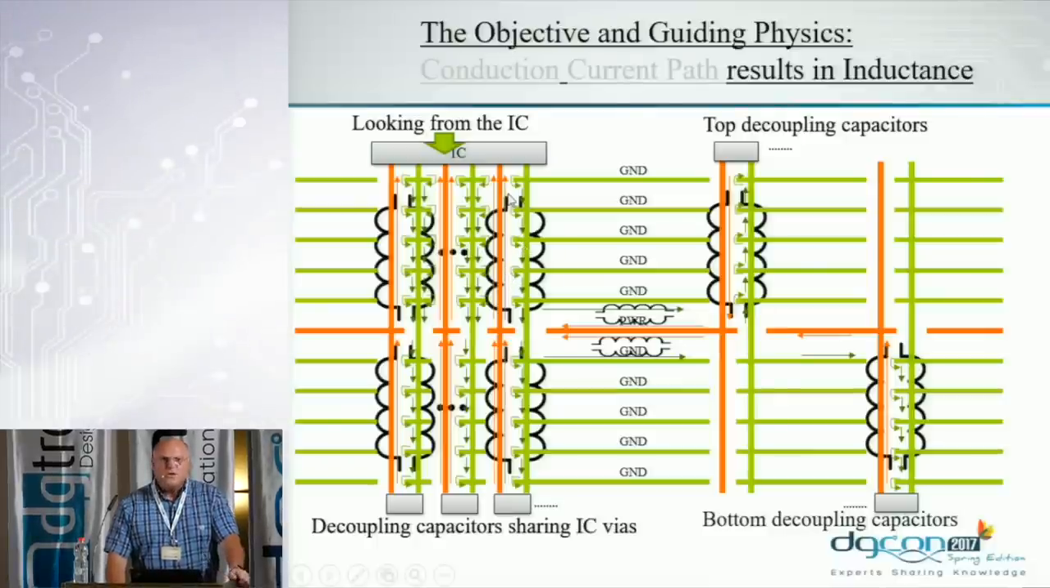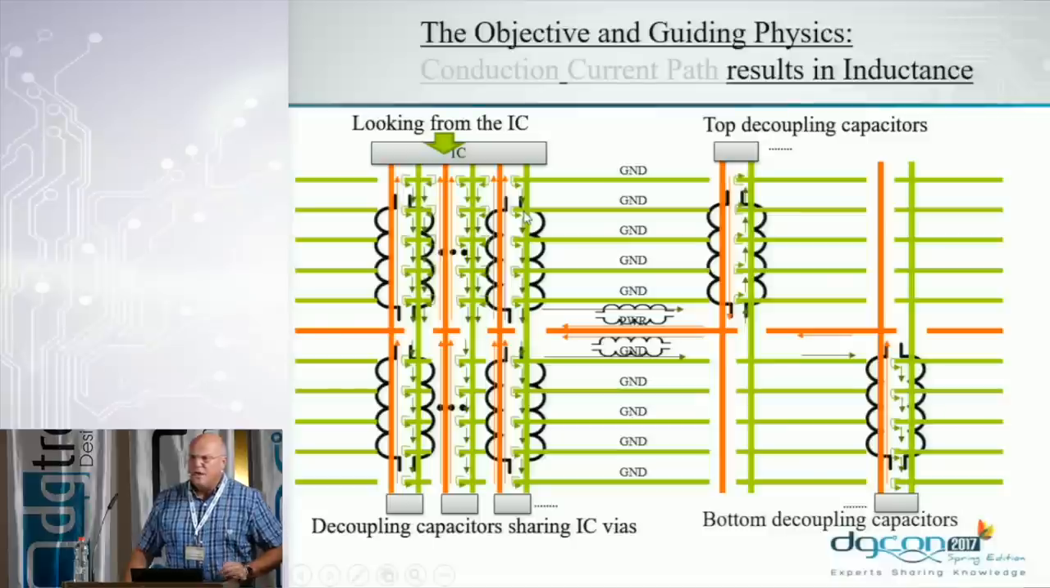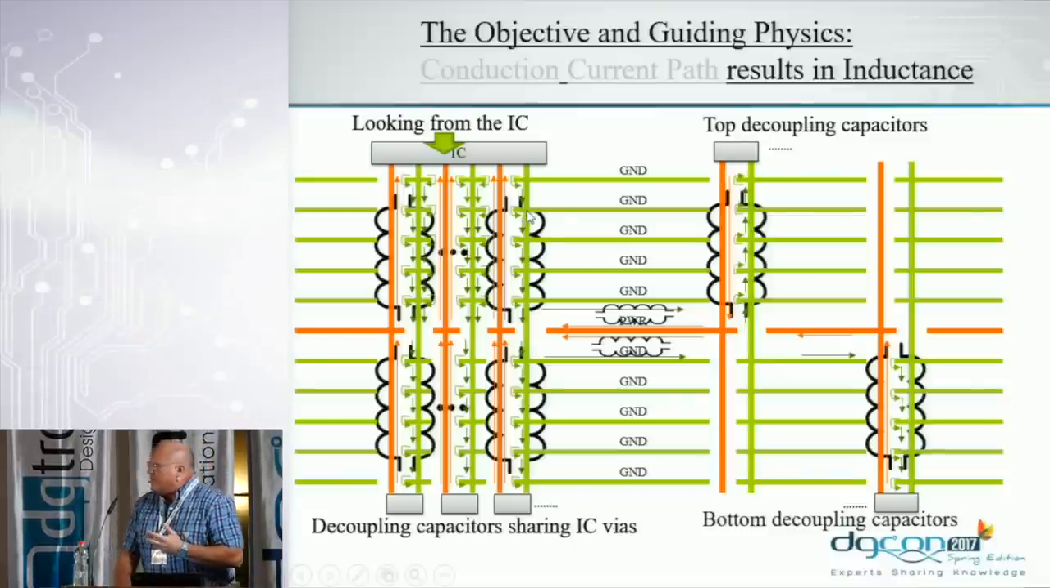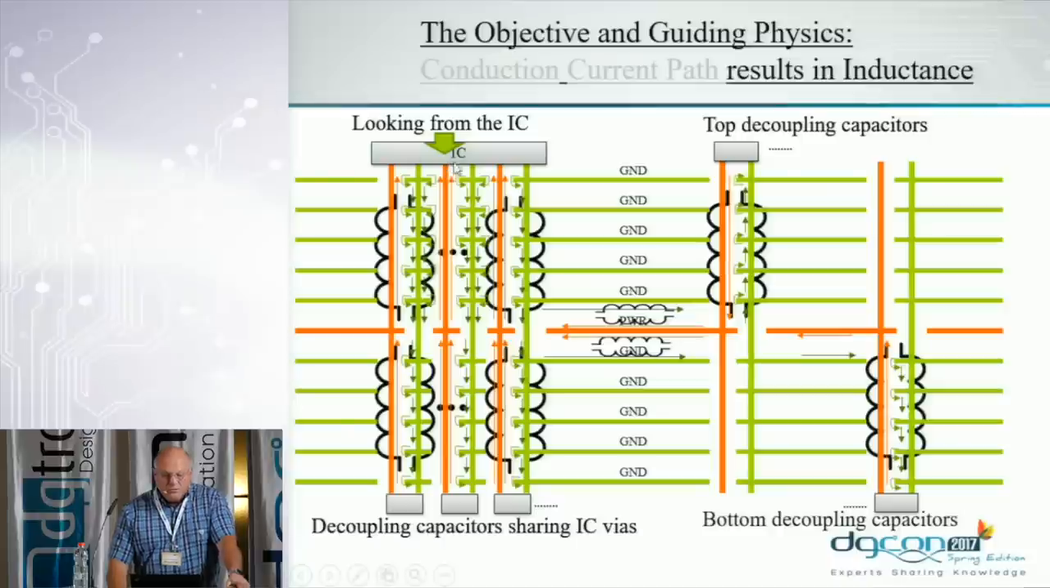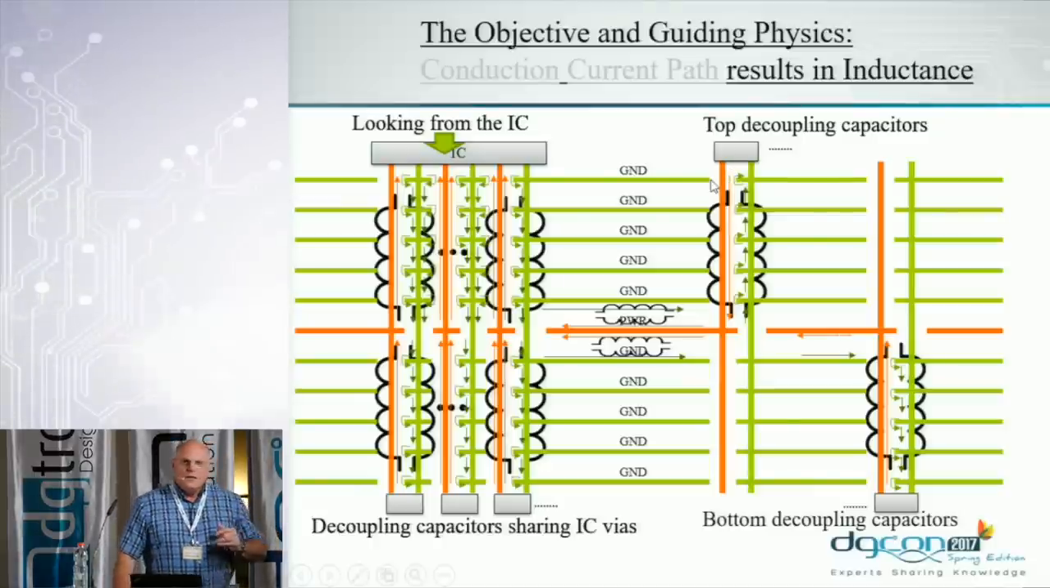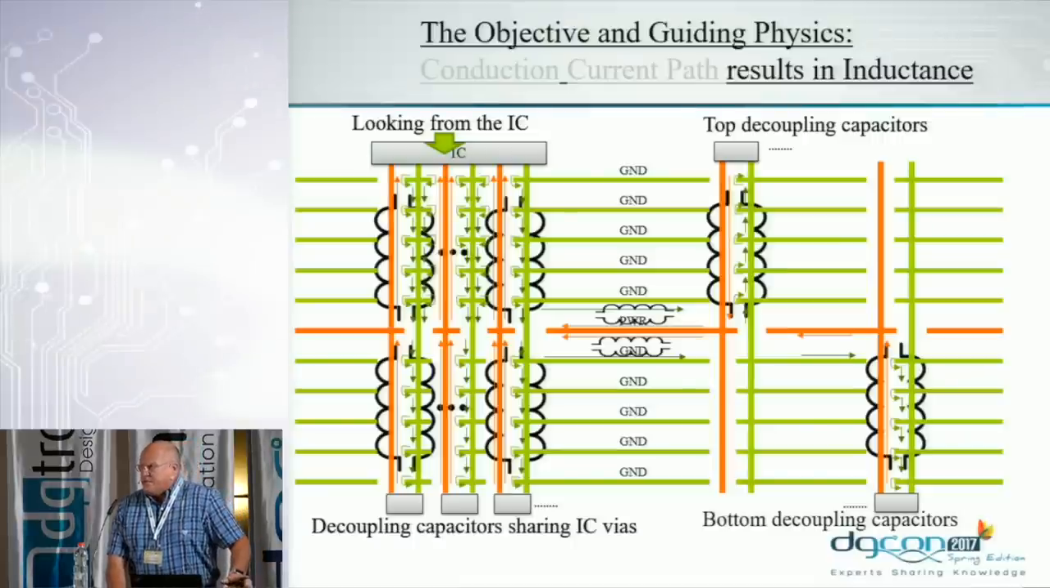And with each piece of that current path, we have inductance, right? And really, we have just three pieces of inductance associated with this current path. We have the piece of the current path getting from the IC or the package down to the power net area fill, across the power net area fill, and then up to the decoupling capacitors, and of course, the return as well, right? Okay, that's relatively straightforward. That is not rocket science, right?